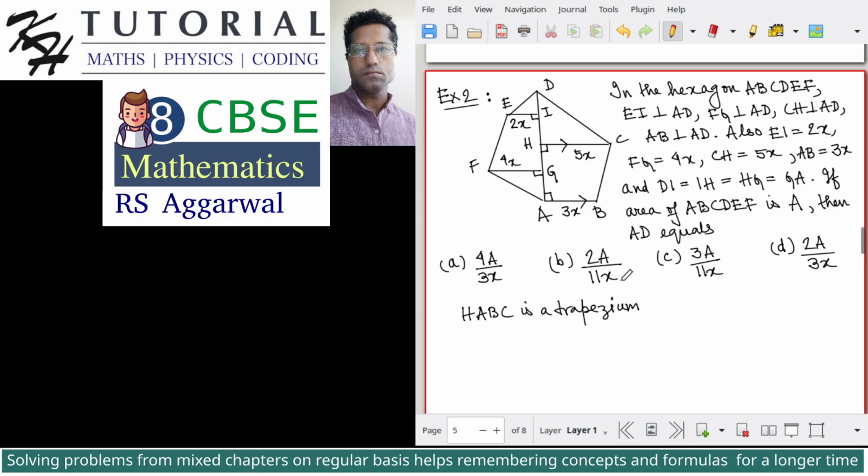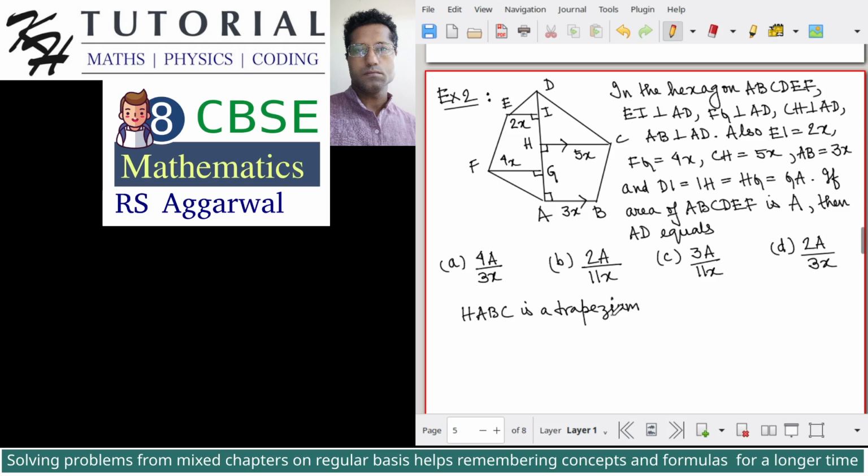Now what else is given? AB is given as 3x, and DI is equal to IH is equal to HG is equal to GA. If the area of ABCDEF is A, then AD equals what? So the area of the whole figure, the whole hexagon ABCDEF, is given as A. Then we are asked to find the length of the diagonal AD. So the dimensions of all the perpendiculars and all the bases are more or less given.